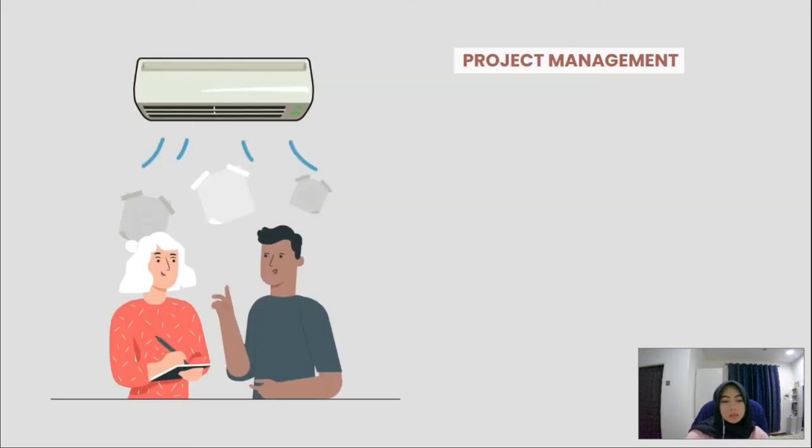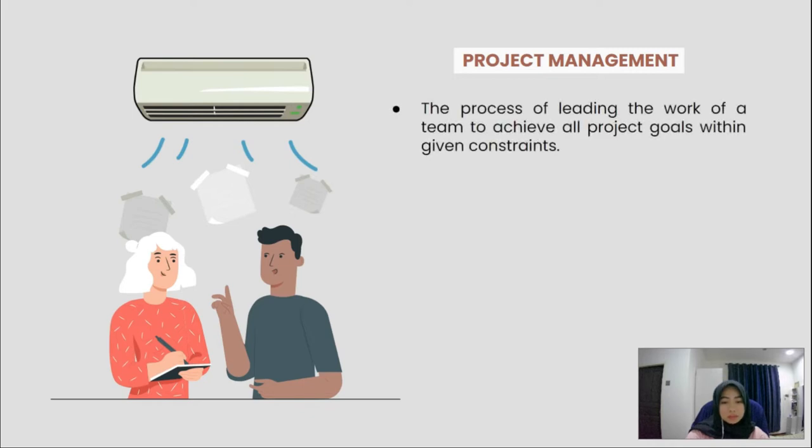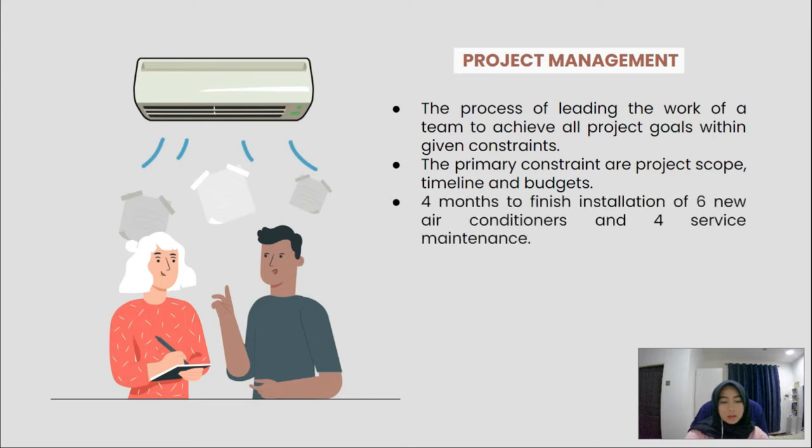Talking about management, project management really plays a big role in this case. The management must lead the work of a team to achieve all project goals within given constraints. The primary constraints are project scope, timeline and budget. For this project, it will take around 4 months to finish the installation of 6 new air conditioners and 4 service maintenance for the study room and meeting room at the FKE building.